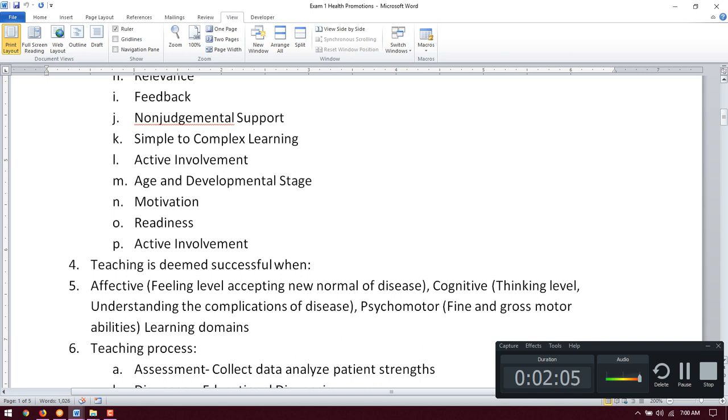Start at the beginning blocks and build up on what they already know. Make sure it's appropriate for their age and their developmental stage. Assess if they're motivated and if they're ready to learn, and get them actively involved.